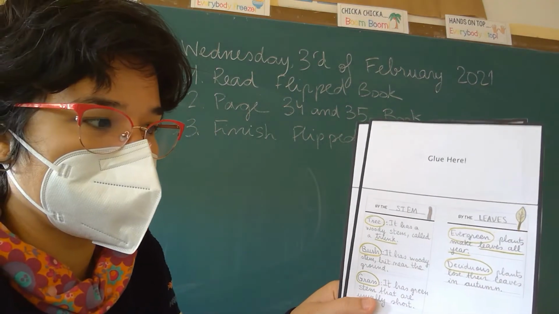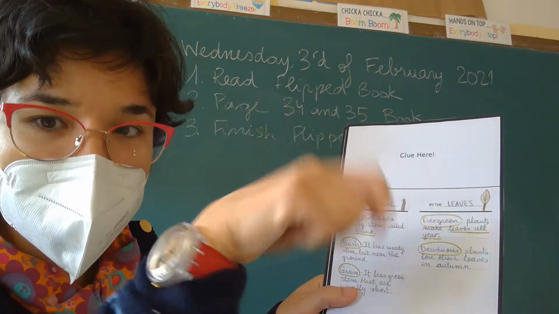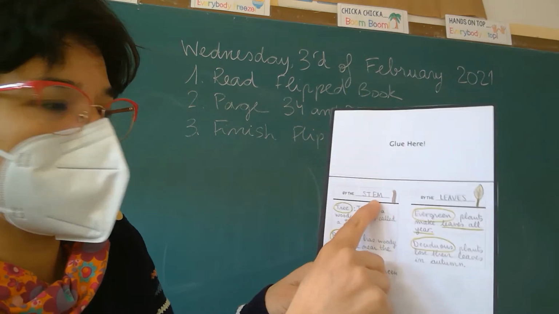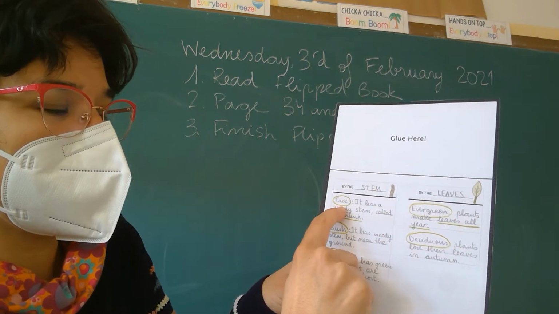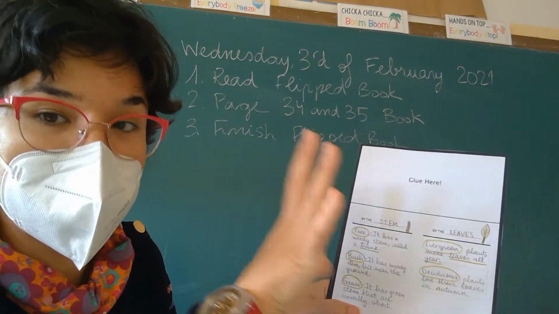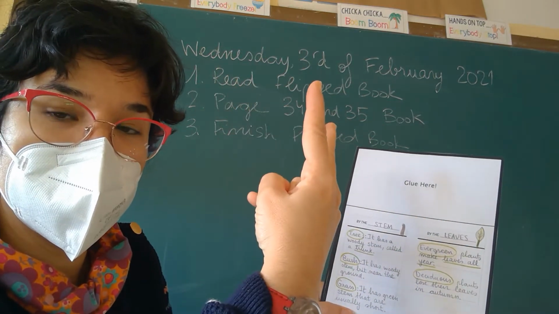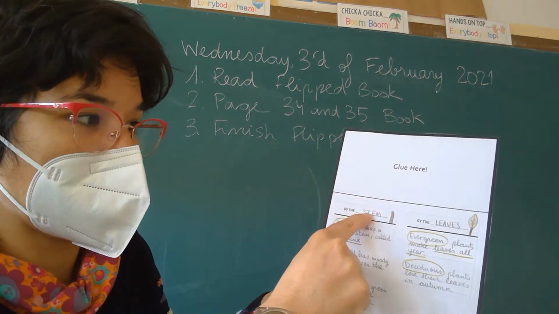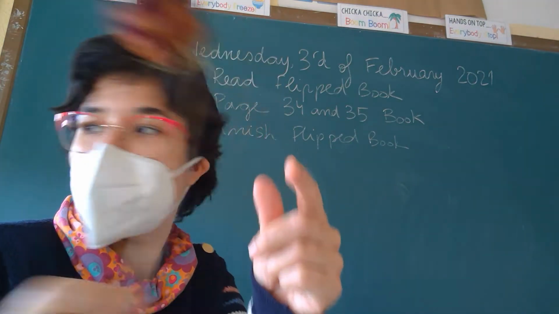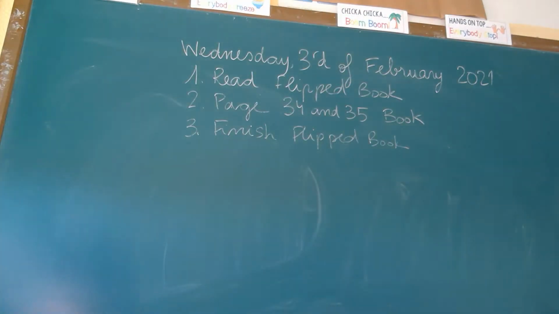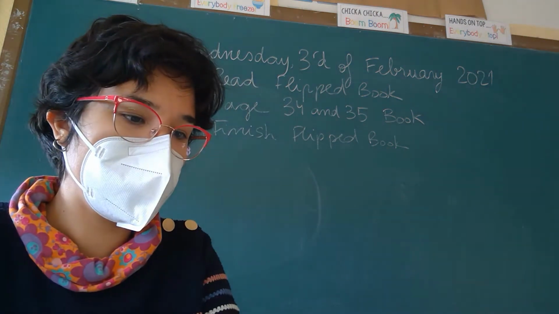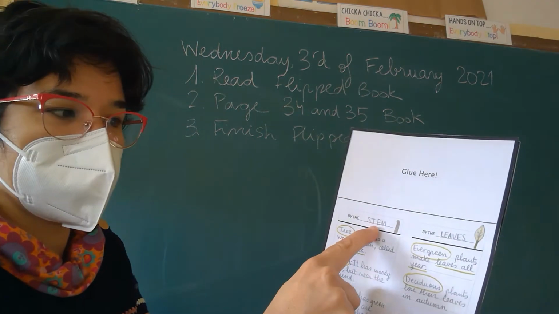Types of plants. You have to mark everything that I put here, okay? Stem, tree. Well, let's start. The types of plants can be divided into 2 ways. By the stem, or by the leaves. Okay? So let's start with the stem.